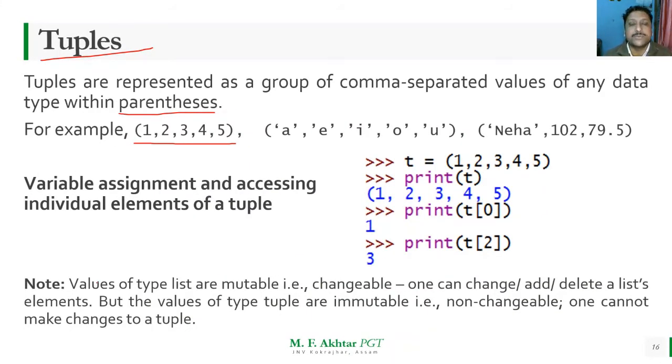One thing to be noted here: values of type list are mutable, changeable. One can change, add, delete a list element, but the values of a tuple are immutable, not changeable. One cannot make changes to a tuple. Once it is defined, we cannot change an individual value. However, if we want to change the whole tuple, all the numbers at one time, then it is possible.